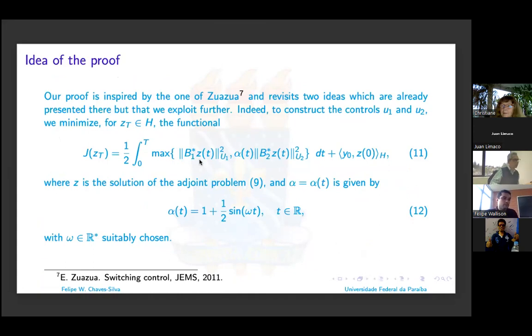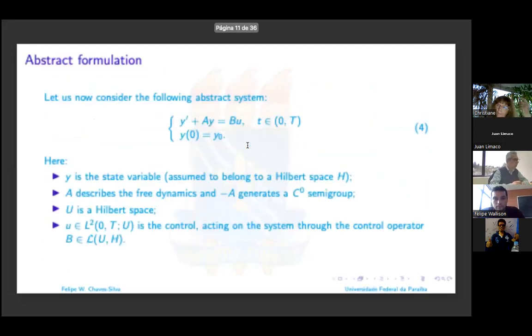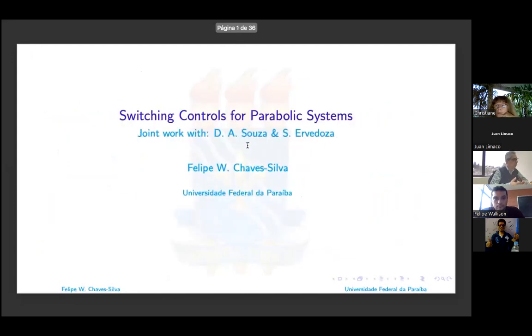Felipe, a question. The switching condition is a condition on the control, but it's a very nice strategy to control. To understand it better, do you know some example where it is possible to control without the switching condition, but it's not possible to control with the switching condition?